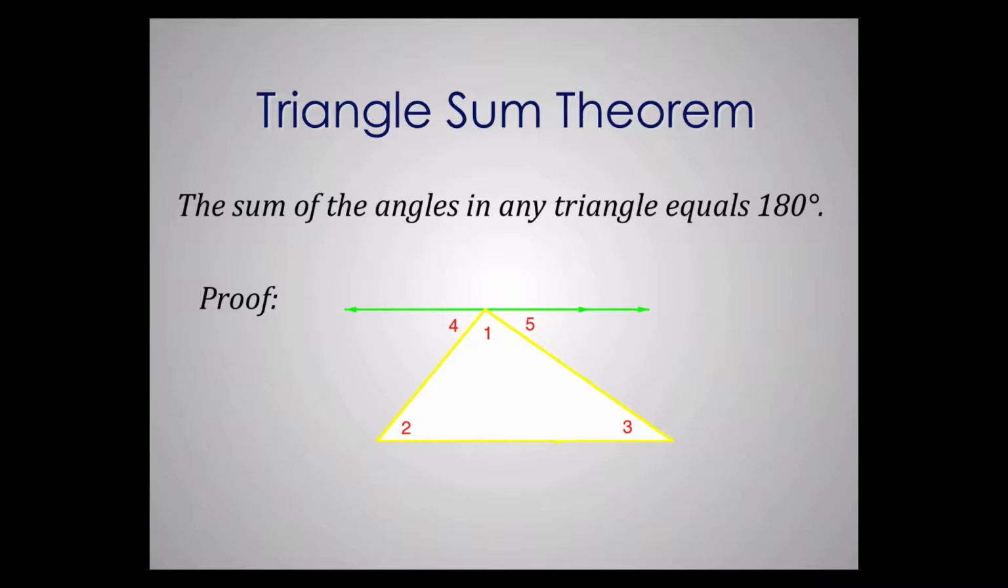You're on your own. What do you got for me? Well, first of all, let's look at the picture. And if you look at the picture, what is it we're trying to prove in the picture? Angle 1 plus angle 2 plus angle 3 equals 180.